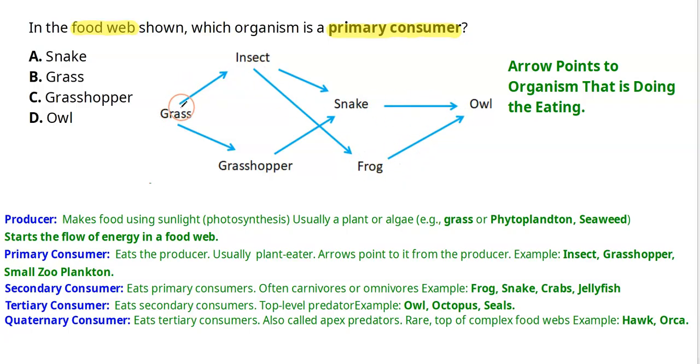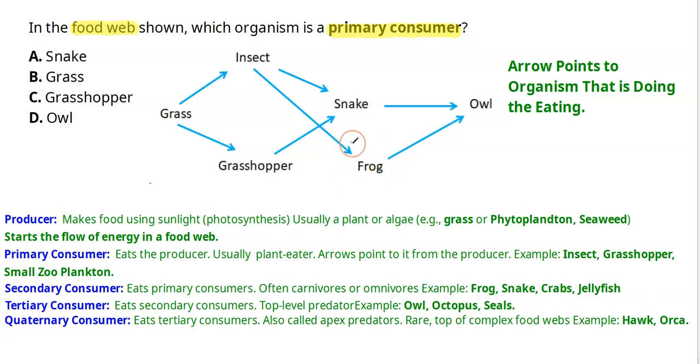So, for example, if we start with grass here, grass is flowing into the insect. That implies that the insect is eating the grass. Grass is also flowing into the grasshopper. That implies the grasshopper eats the grass. Now, this confuses people sometimes, so read this. The arrow points to the organism that is doing the eating. So, for example, the insect is pointing to the frog, so the frog is doing the eating.